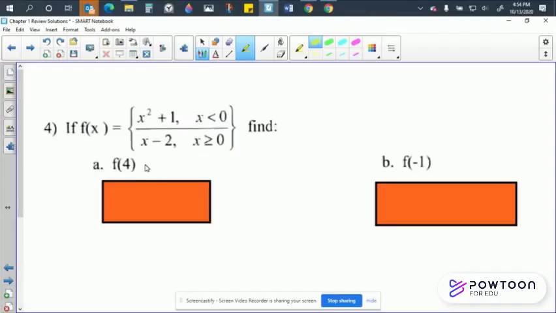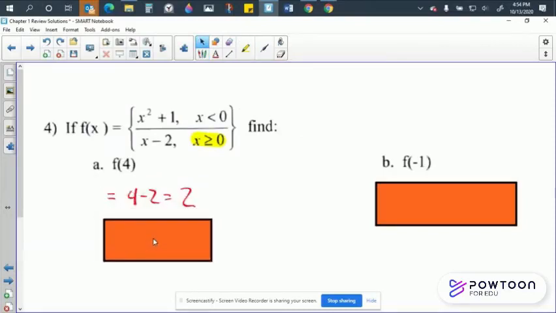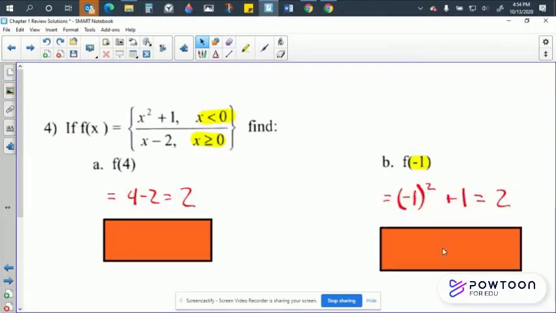On this function, to find f at 4, since 4 is greater than 0, we are going to use this function. So we have f at 4 equals 2. For f at -1, since -1 is less than 0, we're going to use the top function, and f at -1 equals 2.